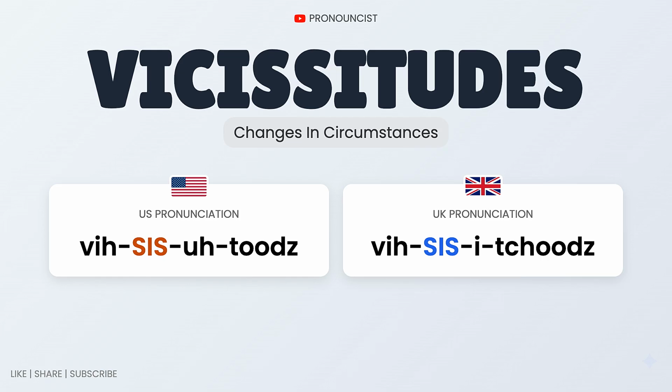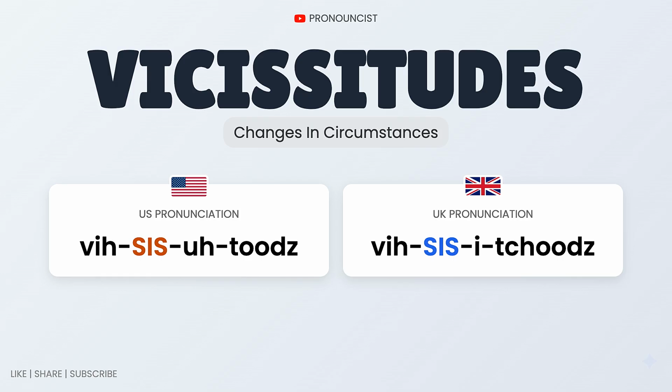Now, read the syllables of British pronunciation shown on the screen naturally. V, cis, chuds, vicissitudes. Stress cis and keep light.